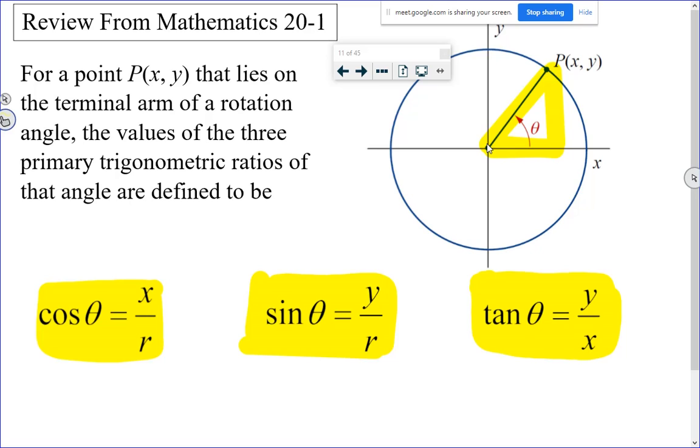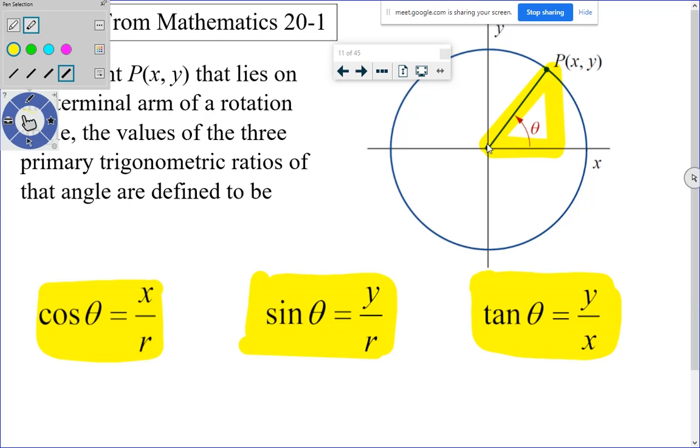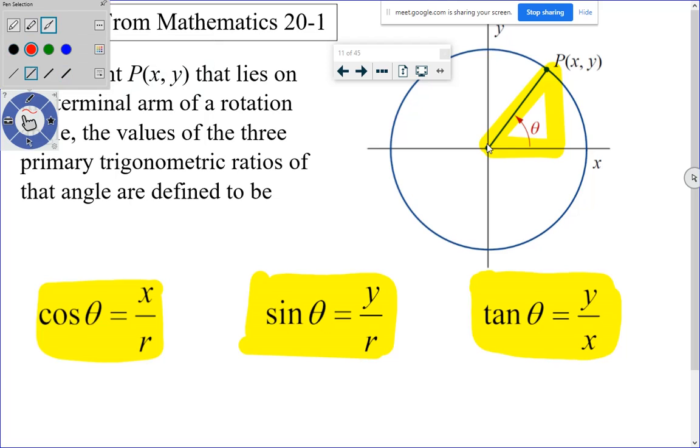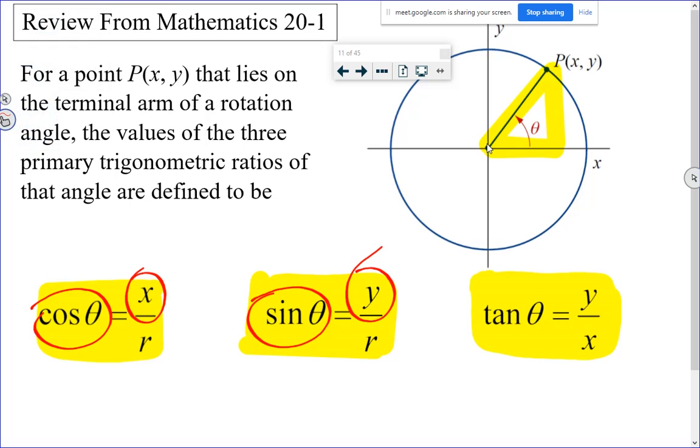Memorize them, know them. By the way, most people will have no difficulty knowing that tangent is y over x, but sometimes people will confuse cosine and sine. If you put the word cosine in an alphabetical list with sine, cosine comes first. If you put x in an alphabetical list with y, x comes first. Bottom line, you need to figure out how to know those definitions.